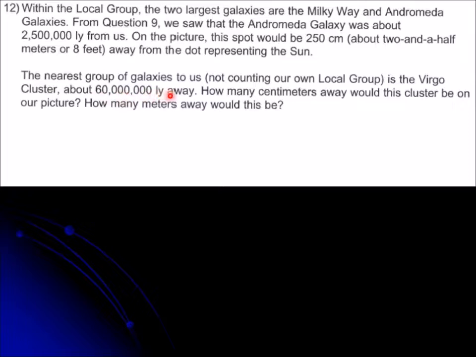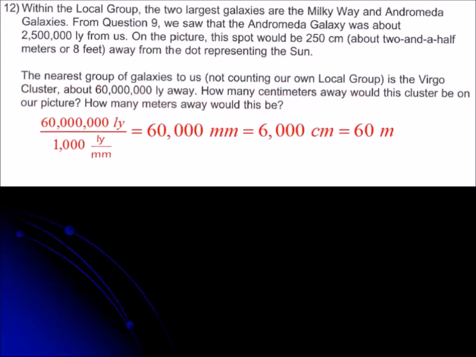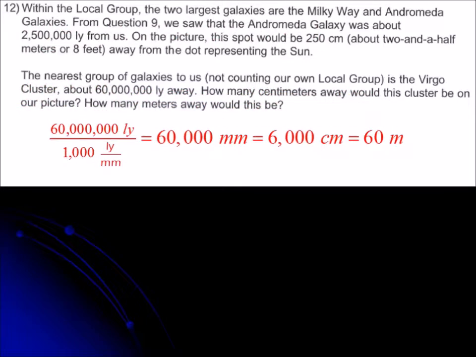The nearest group of galaxies to us is the Virgo cluster at 60 million light years away. How many centimeters away would this cluster be on our picture? How many meters away would this be? Well, we have to divide by 1,000, and it's going to be this number of millimeters. If we divide by 10, then it's going to be 6,000 centimeters. So the answer is 6,000 centimeters. How many meters? Well, we divide by 100, it's going to be 60 meters. It's 60,000 millimeters or 60 meters.